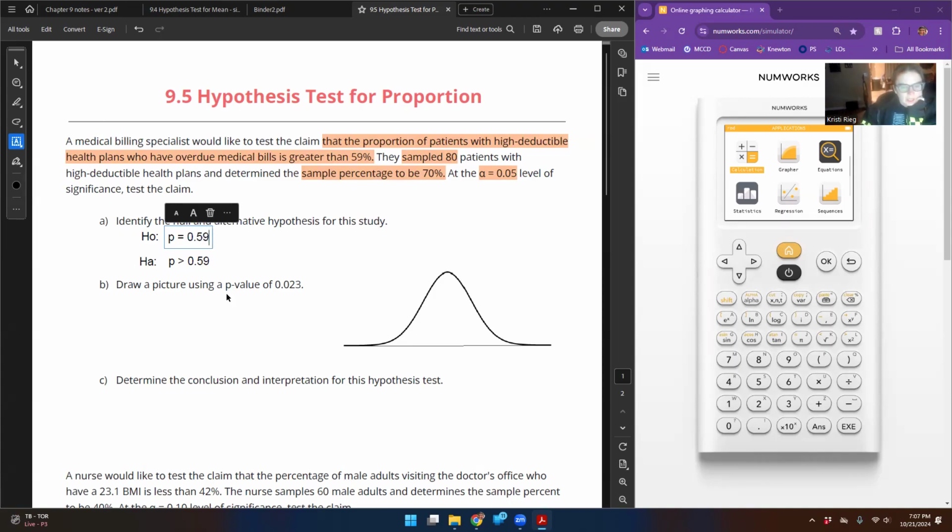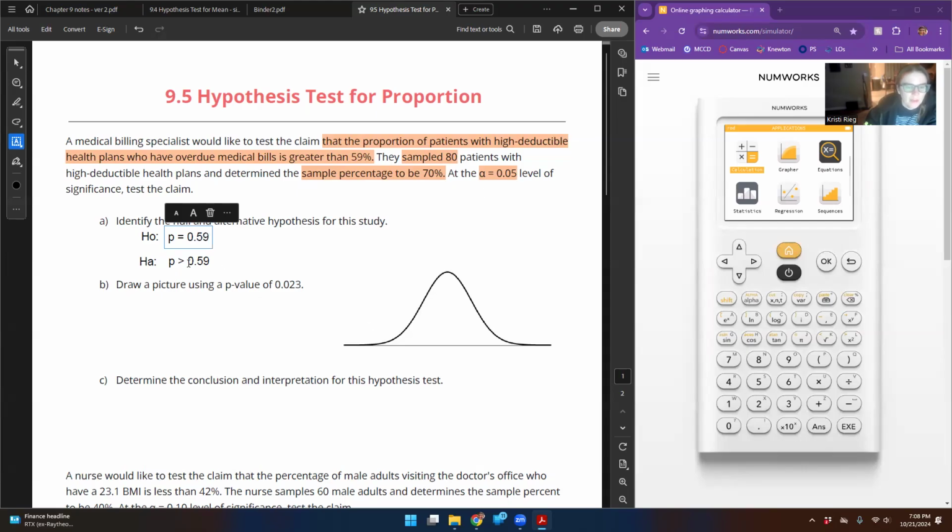Okay, so let's draw a picture using a p-value of 0.023. So here we have our p, okay, let's be clear here. This is p for proportion. This is p-value, which is, I don't even know the history behind p-value. That's just what it's called. It's not the same as proportion. We need the p-value and the alpha.